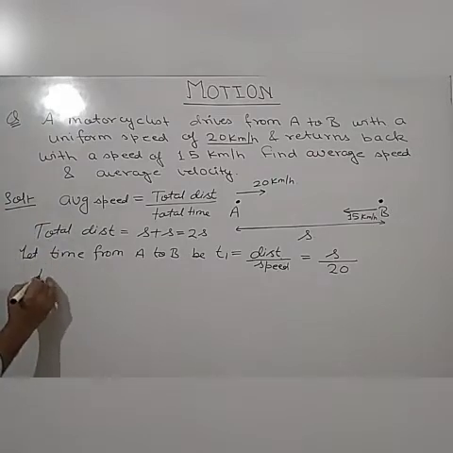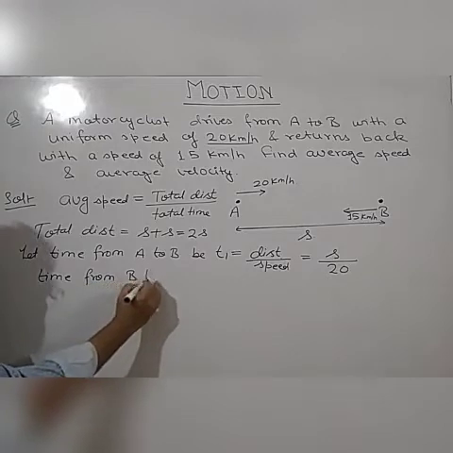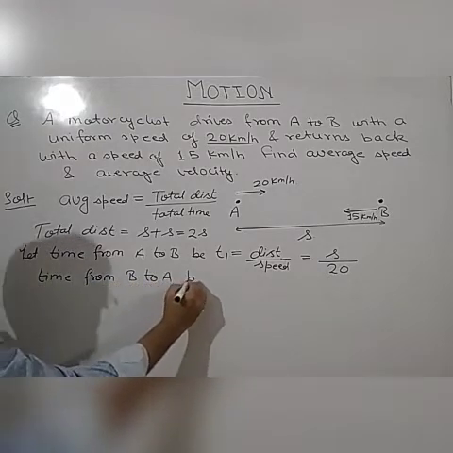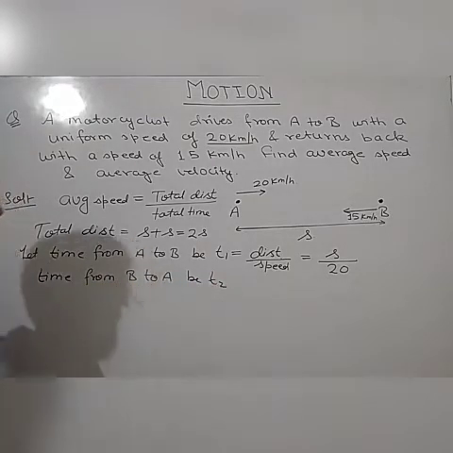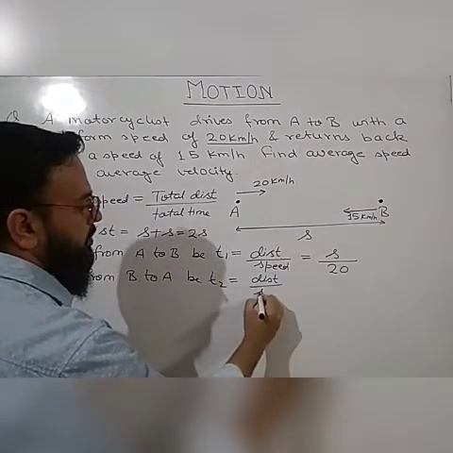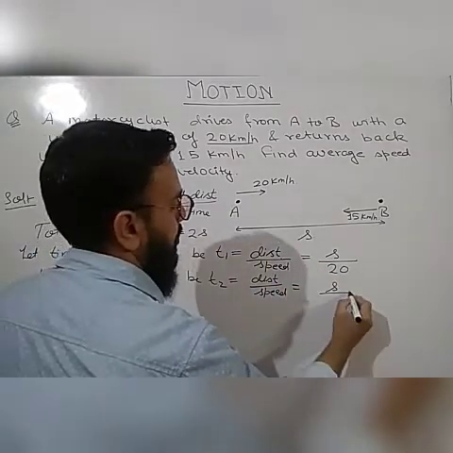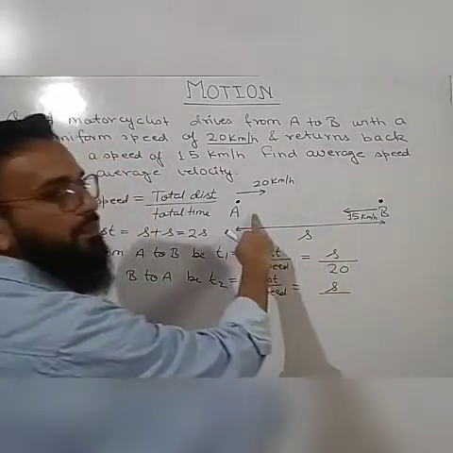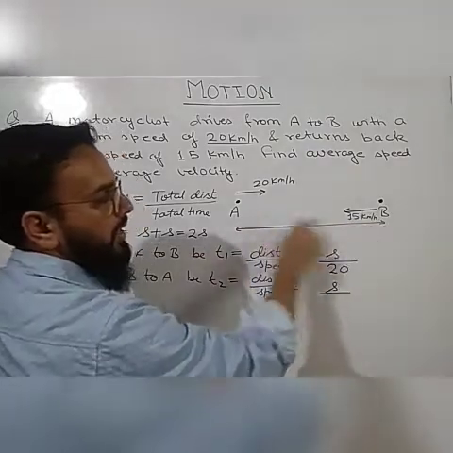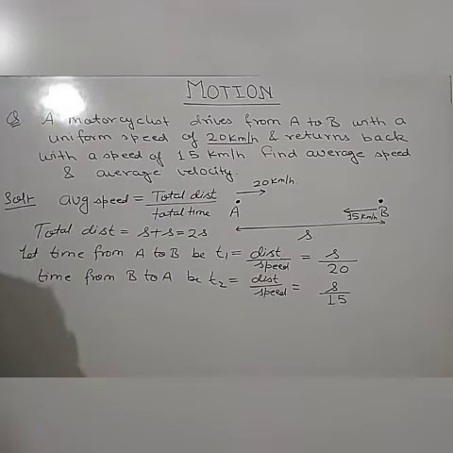Similarly, time from B to A, let it be T2. This will have the same formula again, distance upon speed, and this distance upon speed will be S upon the speed from B to A. The speed from B to A is 15, so it will be S upon 15.